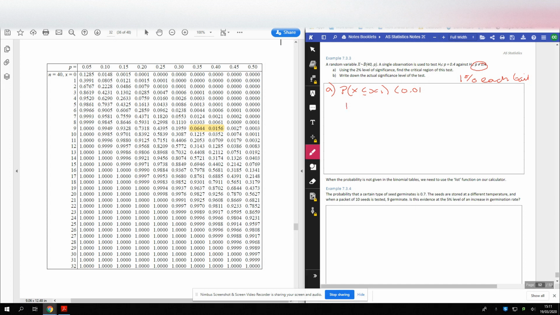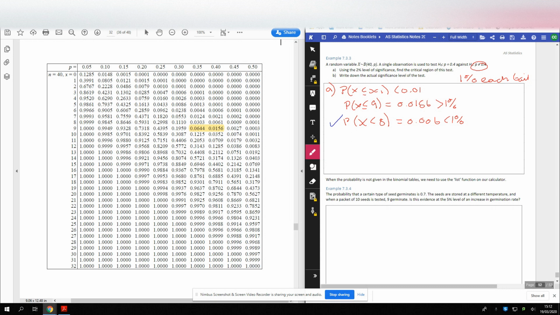So the probability that x is less than or equal to 9 is equal to 0.0156. And the probability that x is less than or equal to 8 is equal to 0.006. So less than or equal to 9 is too big because we're at the 1% level. That one is smaller than 1%. So it is that one that I'm going to take.